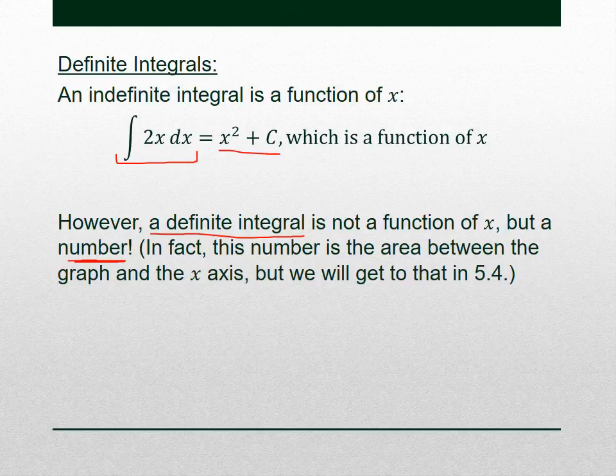And I've already alluded to this some in class, but that number is actually an important number. That number represents the area between the graph of this function and the x-axis. But we'll start talking about that next section. All right, what's important now is to notice that the definite integrals do not spit out a function, but should spit out a number.